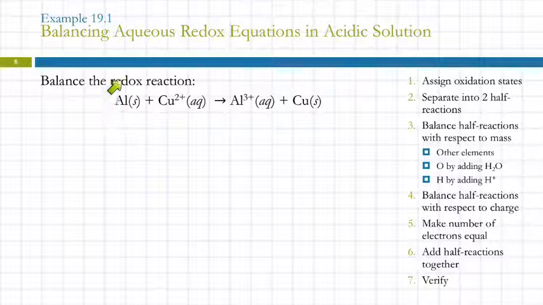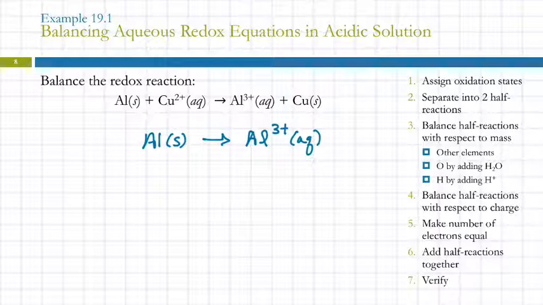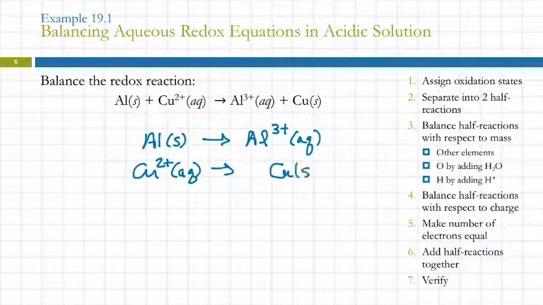So I'm going to take aluminum and the product that looks the closest to it and make that be one reaction. So I've got aluminum solid here, and I have aluminum ion there. And then I'm going to take the other reactant, and that's going to be with the other product.